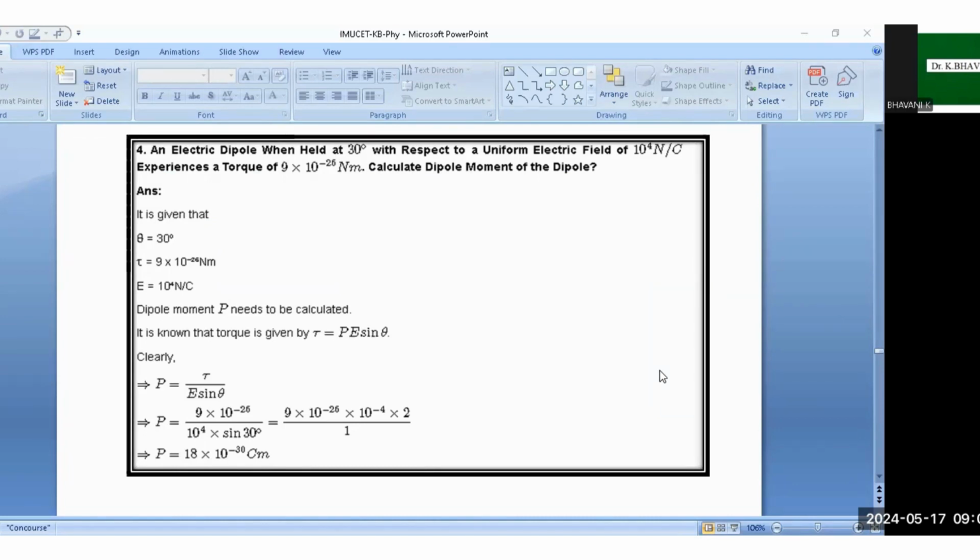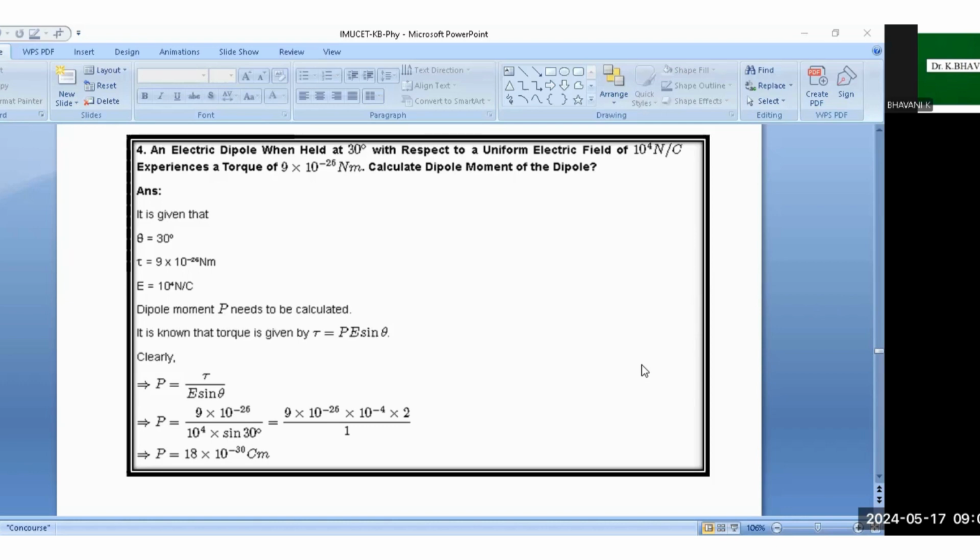So what is the given value here, guys? Theta is equal to 30 degrees. Tau is equal to 9 into 10 power 26 Newton meter, and E is 10 power 4. So we have to find the formula for this. Tau is equal to P E sine theta.